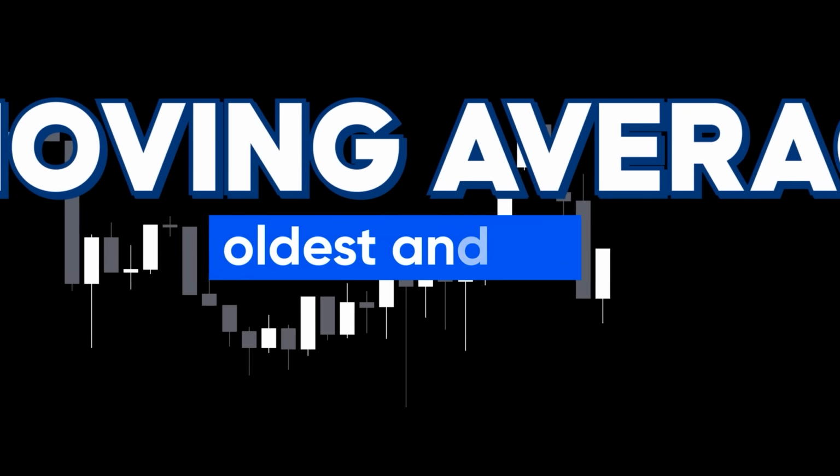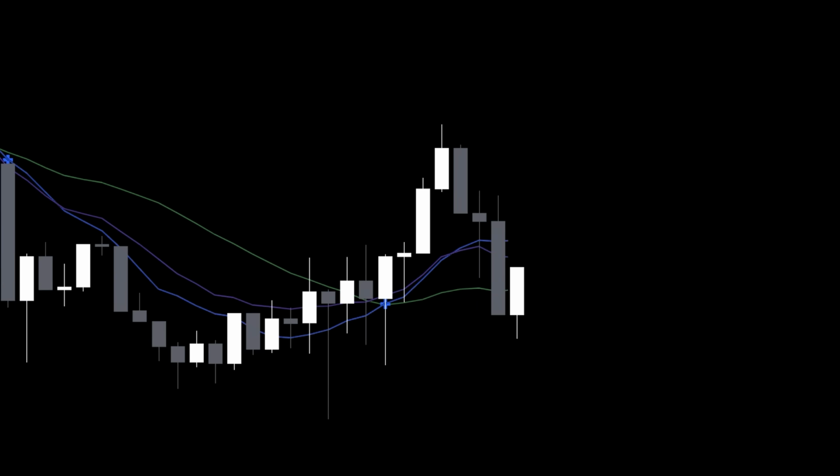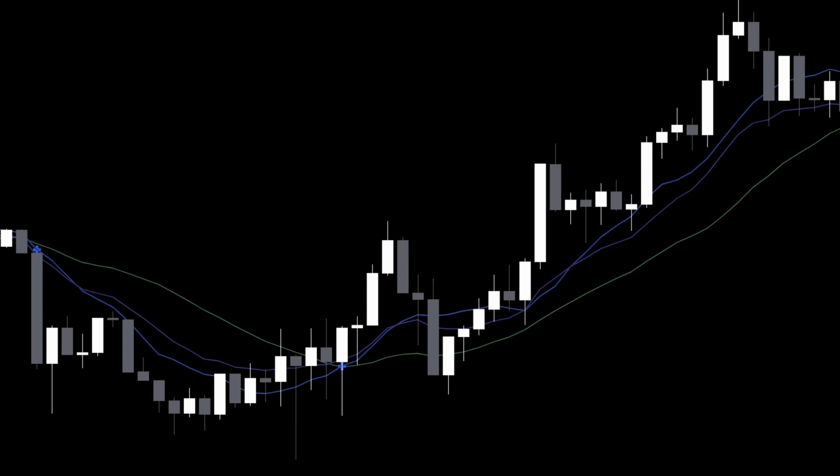Moving averages are some of the oldest and most trusted indicators in trading. Traders often layer multiple moving averages to spot famous signals like the death cross. But what if you didn't need a cluttered chart full of lines?